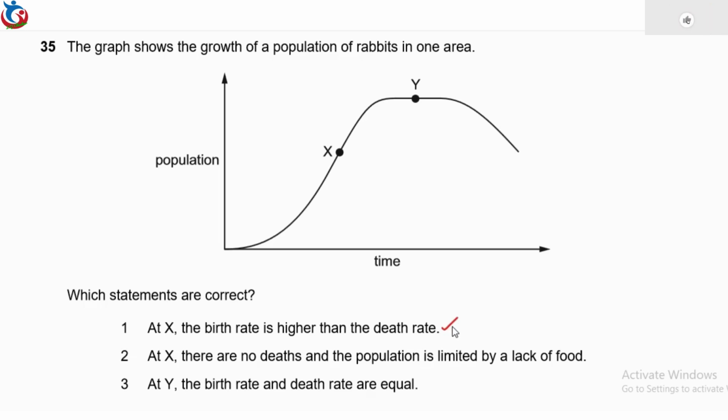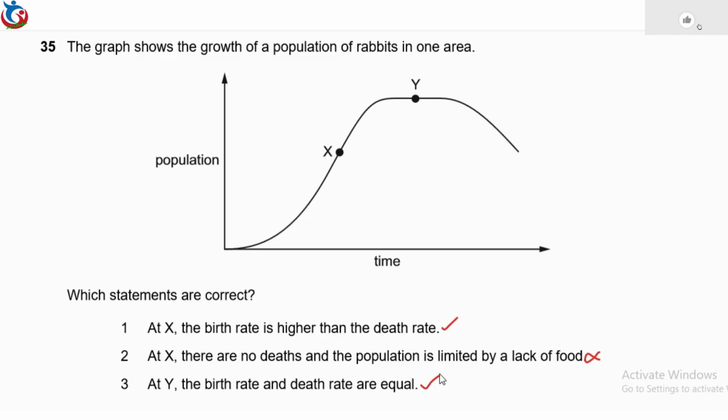Then number 2, at X, there are no deaths and the population is limited by lack of food. No, definitely there are deaths. It's just that mortality rate is lower. Then number 3, at Y, the birth rate and death rate are equal. That's why there's a plateau here. Okay, the death rate and the birth rate are equal.